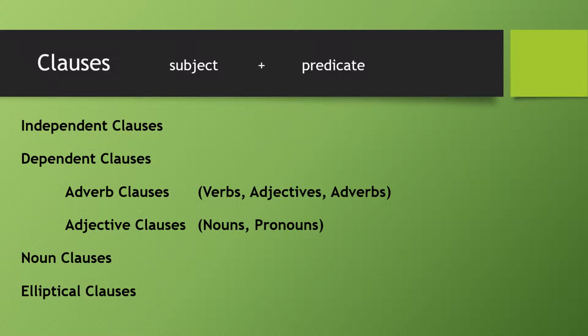So, dependent clauses will serve as either adverb clauses or adjective clauses. If it's an adverb clause, it's going to serve the same purpose as an adverb. It will modify verbs, adjectives, or adverbs. If it's an adjective clause, it's going to modify nouns and pronouns. Then we gave consideration to noun clauses, and noun clauses can serve any purpose or any role in a sentence as a regular noun would serve. And then we gave consideration to elliptical clauses.